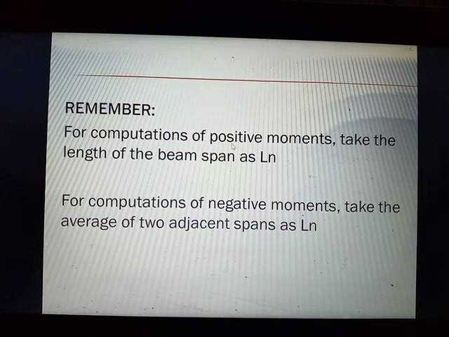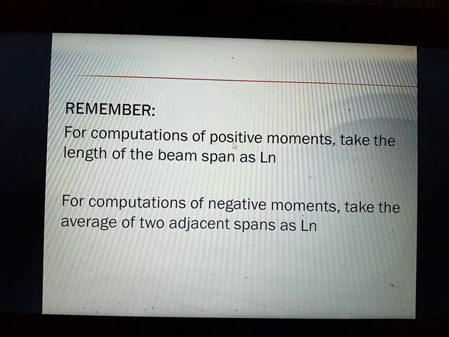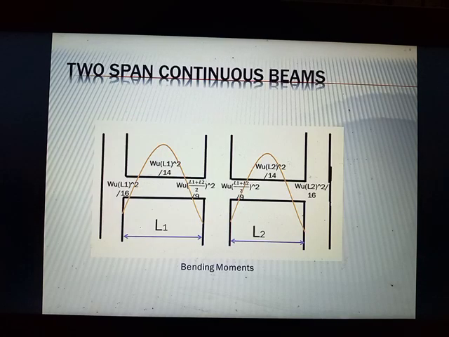For computation of positive moments, we take the length of the beam span, or in other terms, if it is a one-way slab, we use the span of that beam or slab as Ln. But for negative moments, we take the average of two adjacent spans as Ln. In order to understand that, consider this figure.